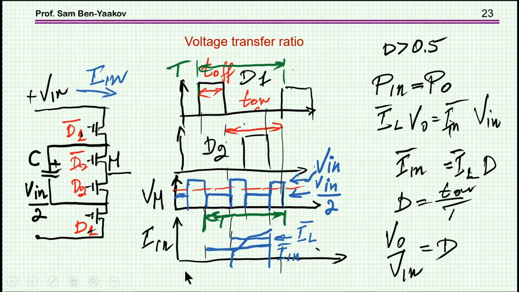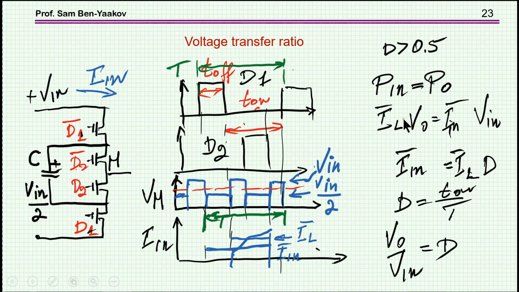And now the question is, what is the relationship V out over V in as a function of the duty cycle? Now there are many ways to do it. You can go dissecting all these waveforms and even writing differential equations. Let's do it in an intuitive way. And here is what I suggest. We start with the fact that P in is equal to P out. This is assuming, of course, an ideal system without losses.